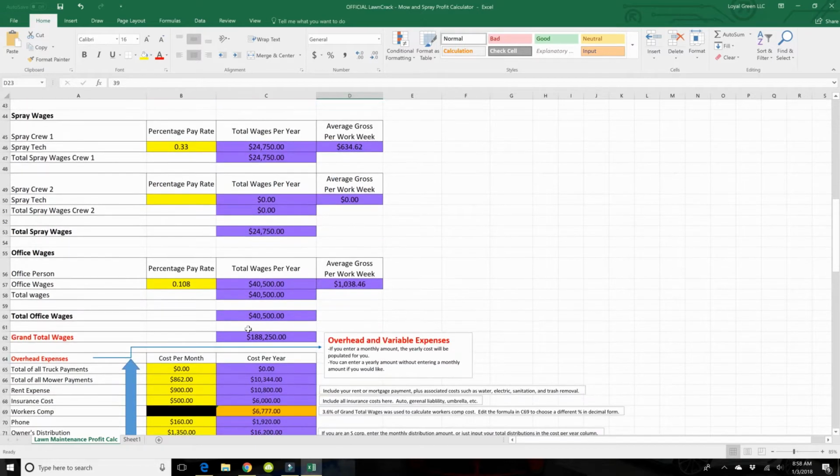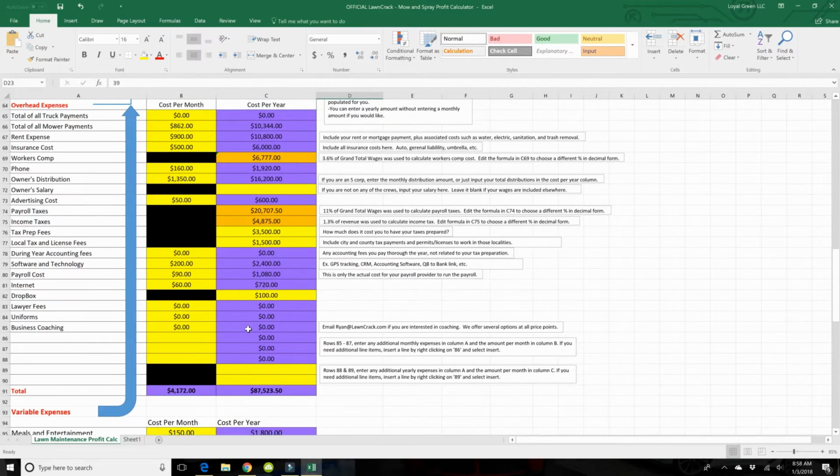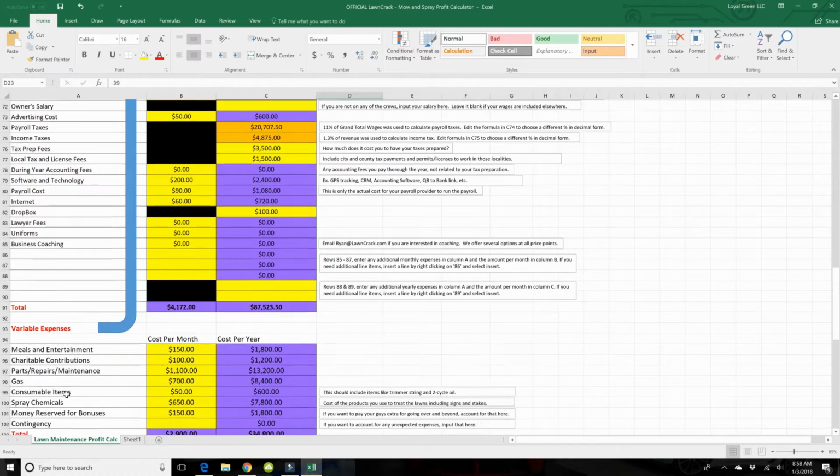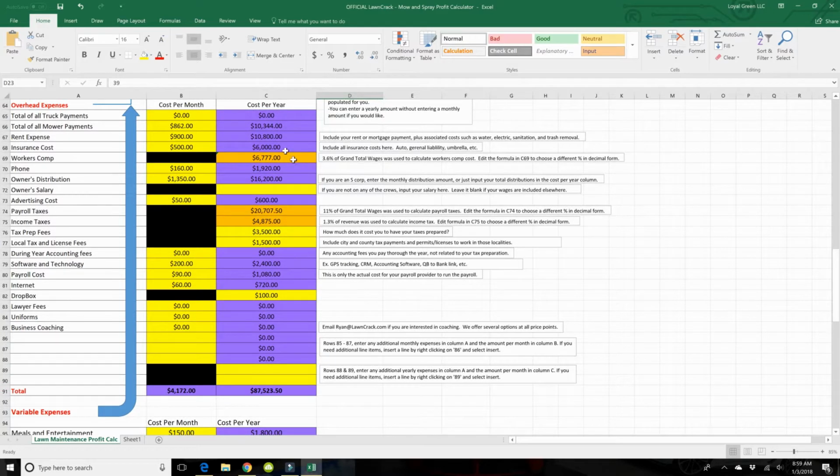But you have variable and overhead expenses in your business. Overhead expenses are the ones that remain constant whether you are working or not, like your truck payment, insurance, your phone bill, all this stuff that you're going to get the bill for whether you're working or not. Variable expenses are like gas; wages would be a variable expense, different kind of stuff like that. But this video is not breaking down variable and overhead expenses. We are just looking at the profit calculator.